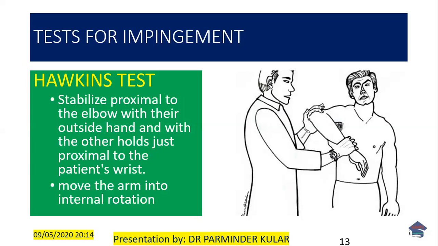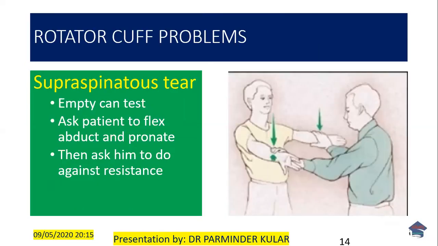So coming to the next slide, it is the test for detecting a tear in the rotator cuff. Because the supraspinatus is commonly torn, we call it a test for the supraspinatus tear. It is commonly known as the empty can test because the forearm is fully pronated and the arm is internally rotated. We ask the patient to flex, abduct, and pronate, and then ask him to do it against resistance. So this is the empty can test for the tear in the supraspinatus.